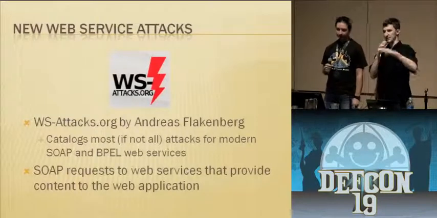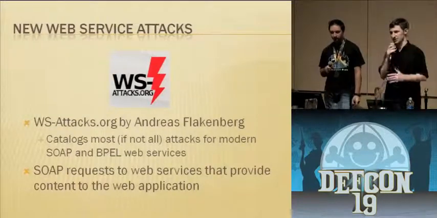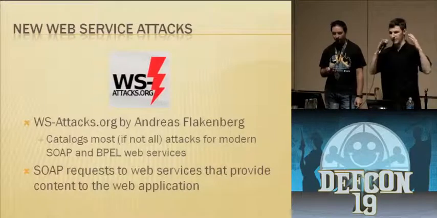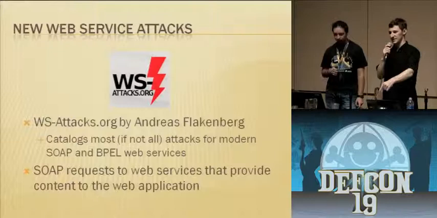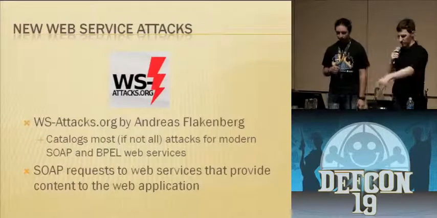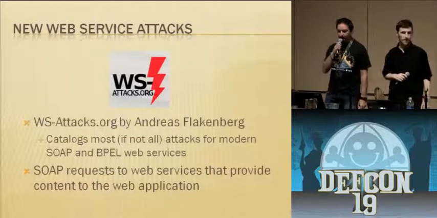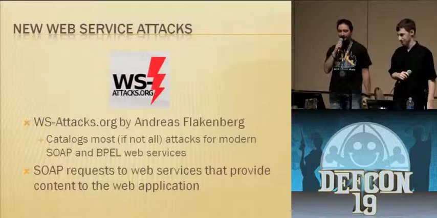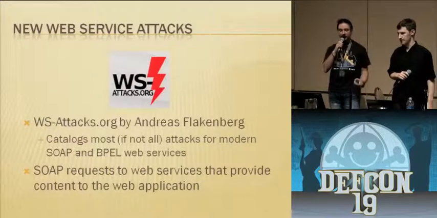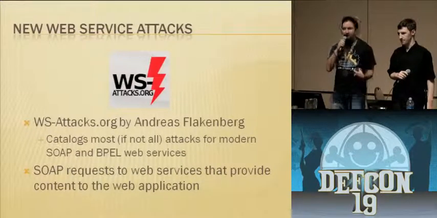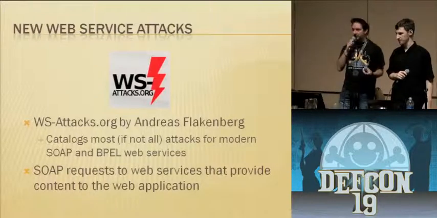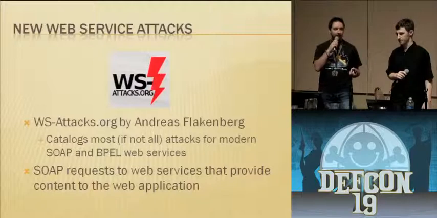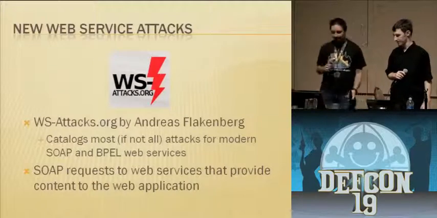We want to reduce these locations because there's so much attack surface. We want to have one location for everybody in the industry to go to. When we say we want to pen test a web service, here's the location. Go. One thing we're also finding is SOAP requests that actually provide content back to the web application. So Kevin has designed an actual vulnerable web service where you can demonstrate persistent cross-site scripting through a web service, which is really cool when you think about it.